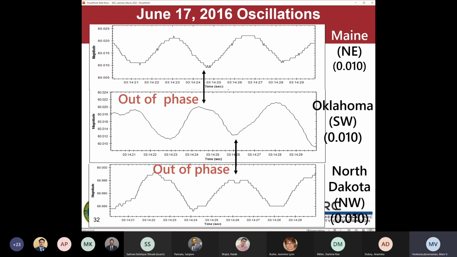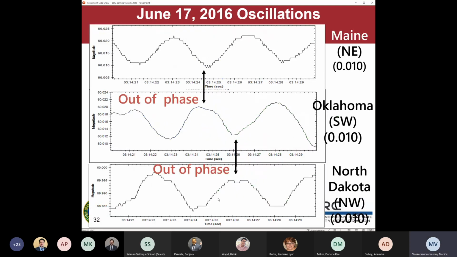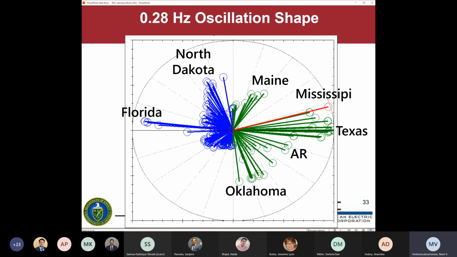It's a separate grid, and that part which just happens to be in the eastern interconnection is one end of this mode that is seeing this oscillation. And again, what we saw in the animation, Maine is out of phase with Oklahoma, or the middle of the system. If we take the magnitudes of each variation on different signals and also place them according to the phase, then we get what looks like a phasor diagram. And this is exactly what we call the oscillation shape. So what we saw, Florida and North Dakota, they are more or less in phase, and they are out of phase with the middle of the system like Texas and Mississippi, and also Maine and Oklahoma.